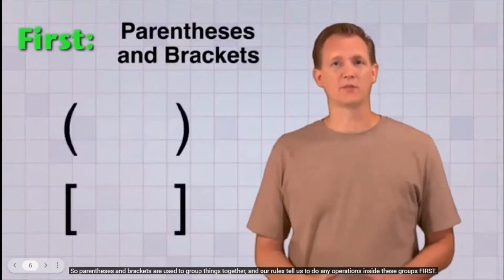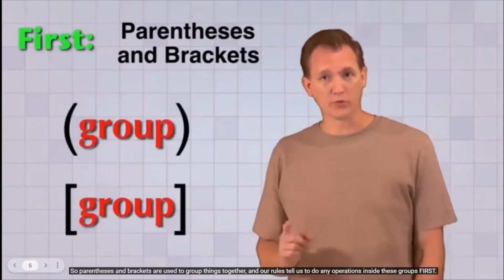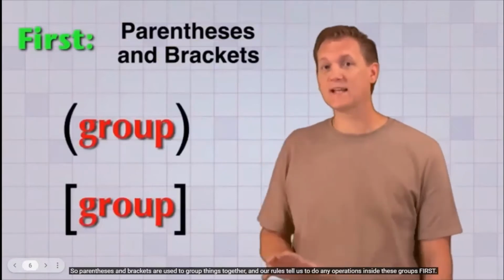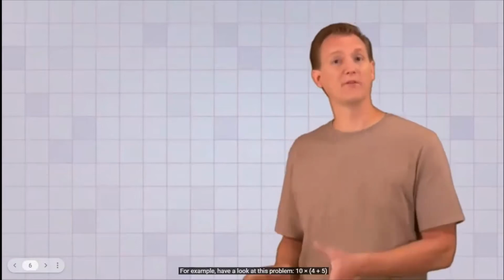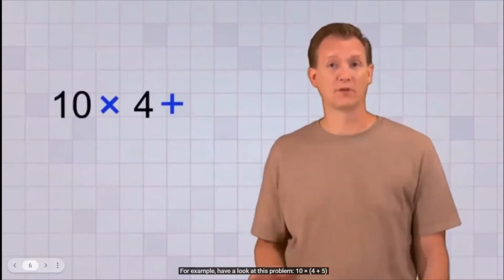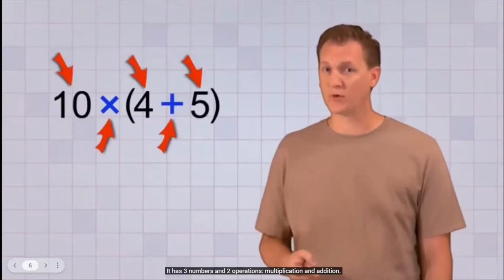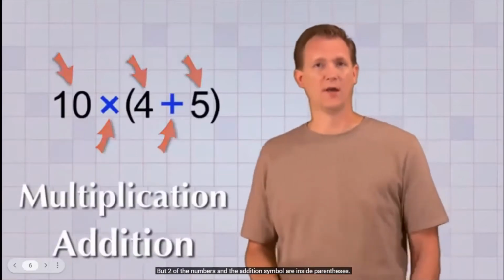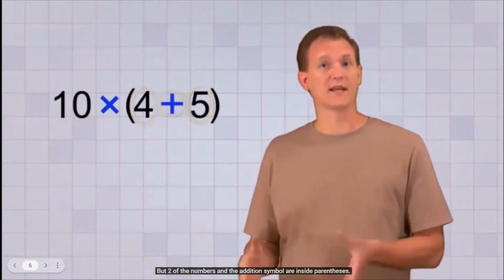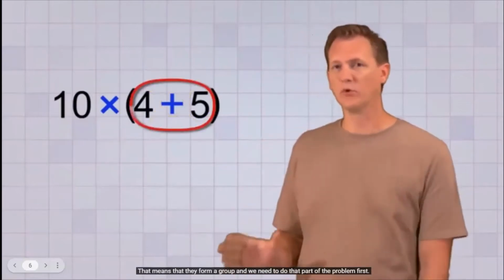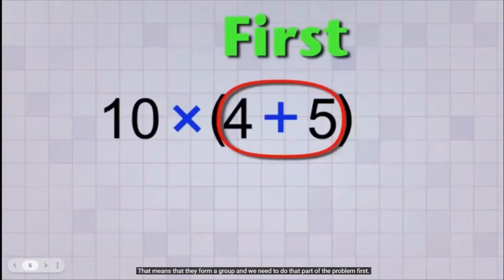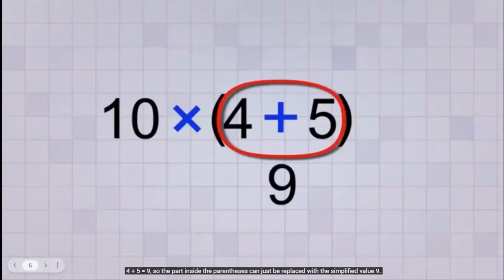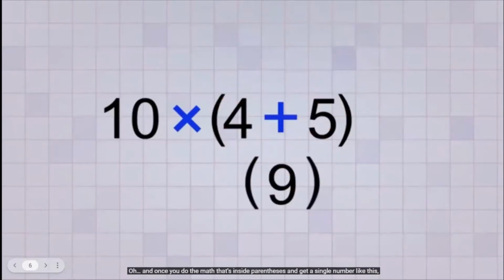So parentheses and brackets are used to group things together, and our rules tell us to do any operations inside these groups first. For example, have a look at this problem. 10 times (4 plus 5). It has 3 numbers and 2 operations, multiplication and addition. But 2 of the numbers and the addition symbol are inside parentheses. That means that they form a group, and we need to do that part of the problem first. 4 plus 5 equals 9, so the part inside the parentheses can just be replaced with the simplified value 9. Oh, and once you do the math that's inside parentheses and get a single number like this, you usually don't need to show the parentheses anymore.